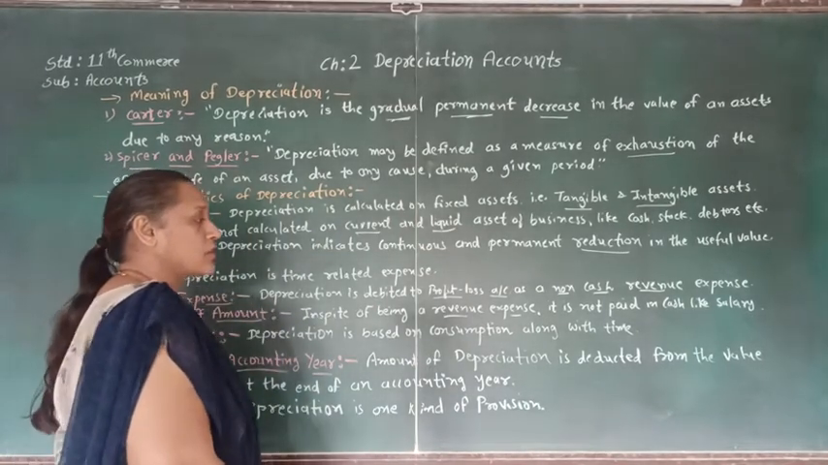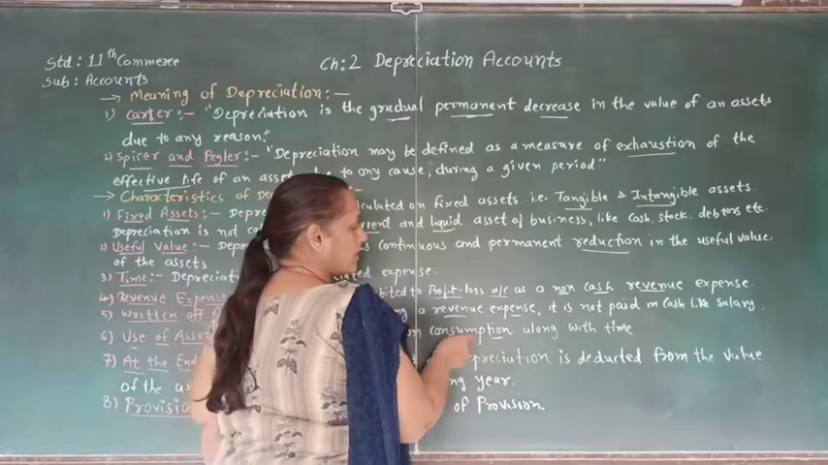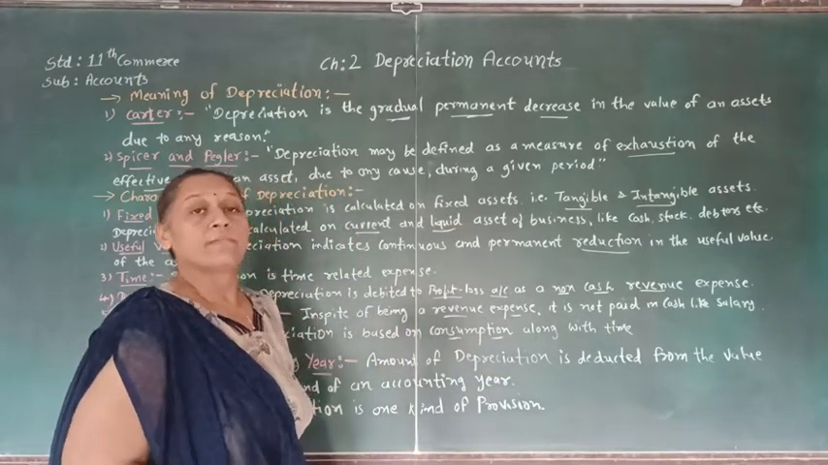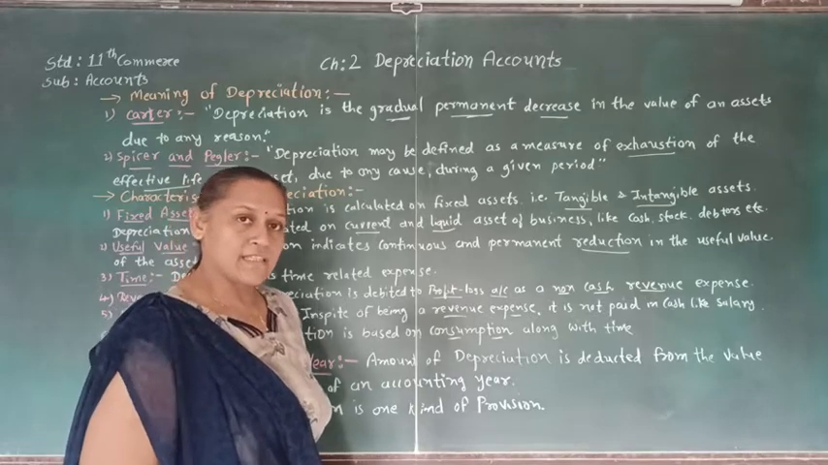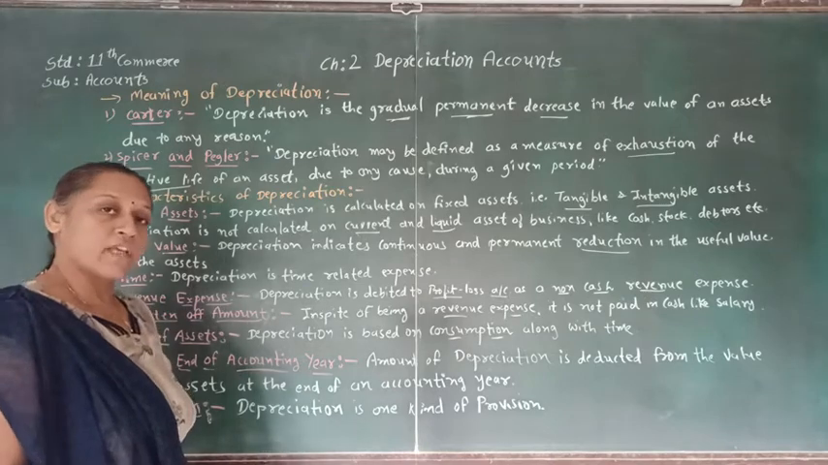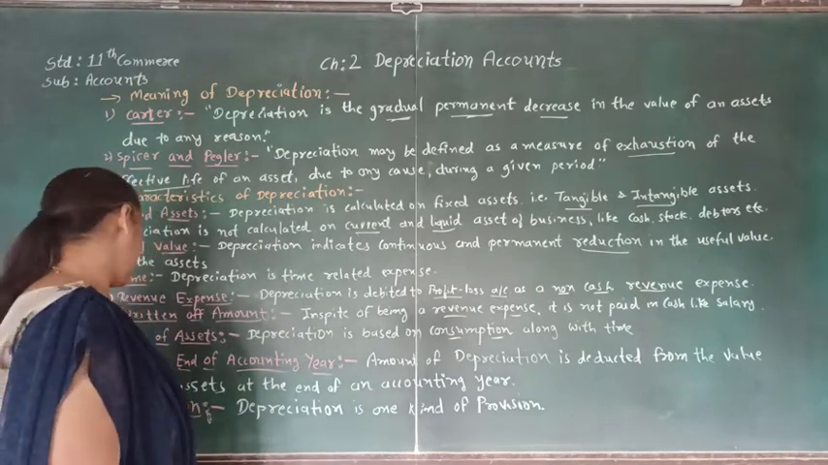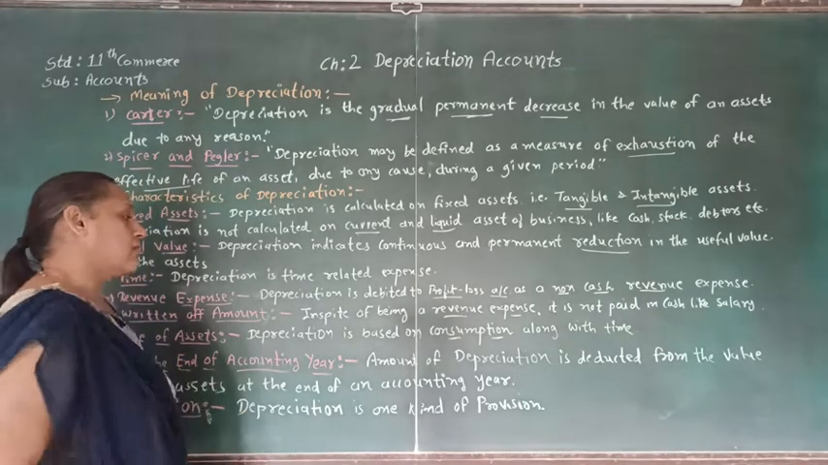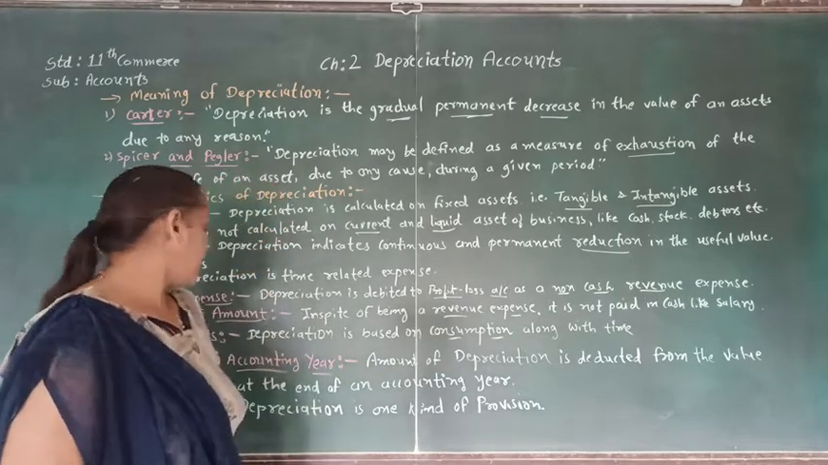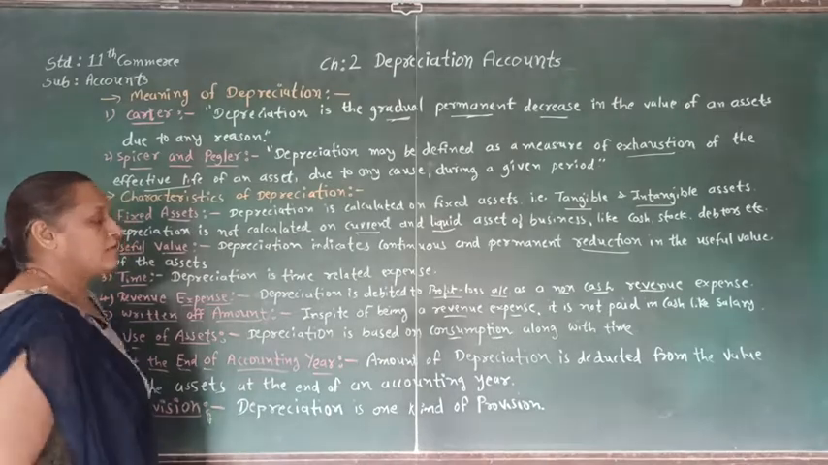Next is the usefulness of the asset. Depreciation is based on the consumption along with the time. We already discussed that if we are using that asset, that is the usefulness of the asset. So we have to calculate the depreciation at the end of the accounting year. The amount of depreciation is deducted from the value of the asset at the end of the accounting year.